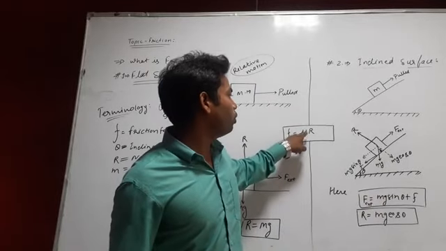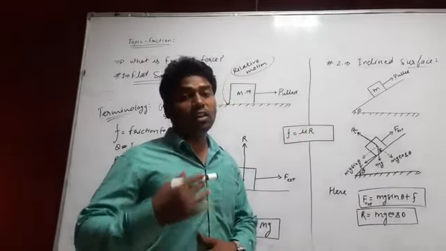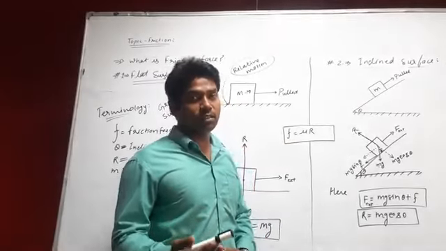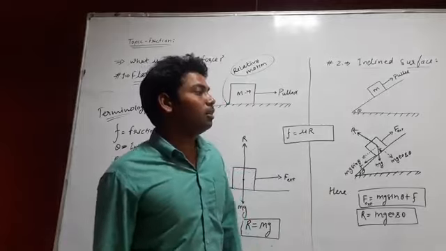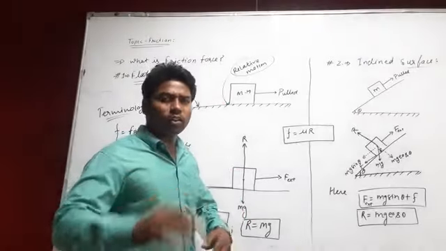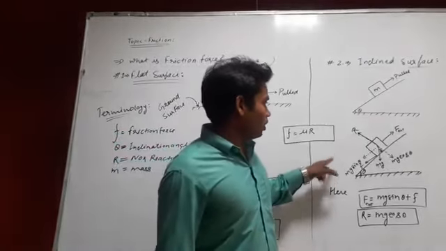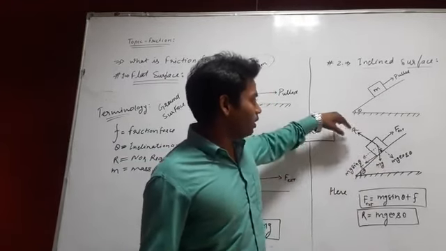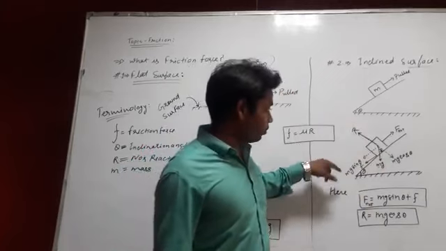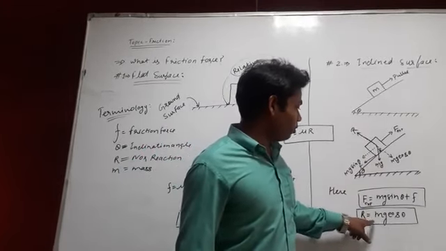The value of mu depends on the roughness or smoothness of the surface, and it is always given in the question. It will always be below 1. Now if you have to calculate the normal reaction acting on the body, it will be equal to R equal to mg cos theta.